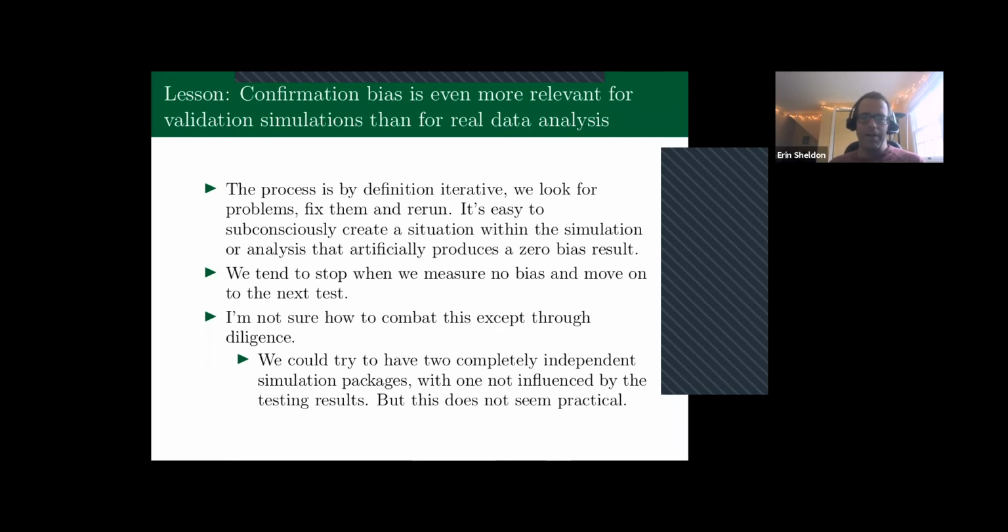Part of this is that we tend to stop when we measure no bias and move on to the next test. And I actually don't know how to combat this. I don't have a systematic way to combat this except through diligence. I've thought of ideas like having two completely independent software packages or simulation packages, for example, one that cannot be influenced by the testing results. But I think this is not practical because so many of the pieces that go into a simulation package are inevitably shared. And how are you not going to update your simulation package based on what you've learned? I think this could require some more thought. Currently, we're taking the be-diligent approach, and we hope it's good enough.